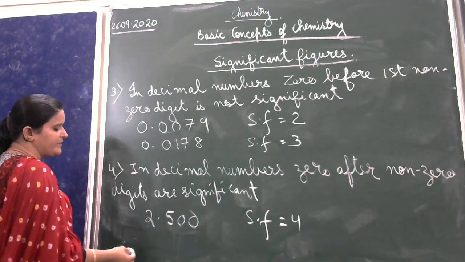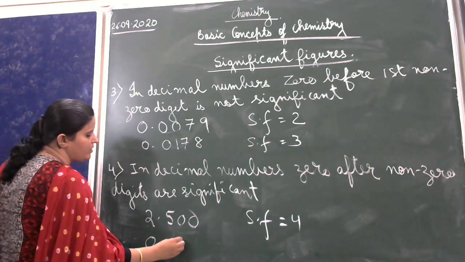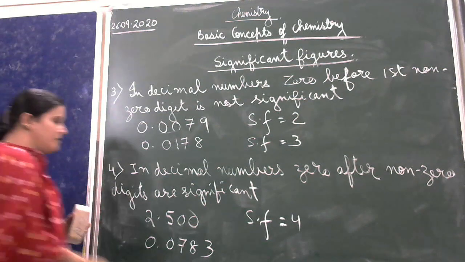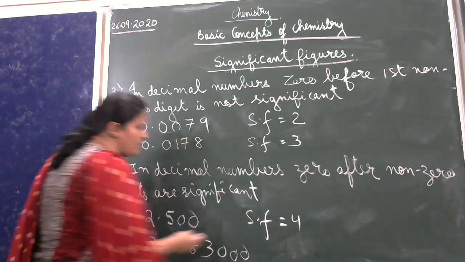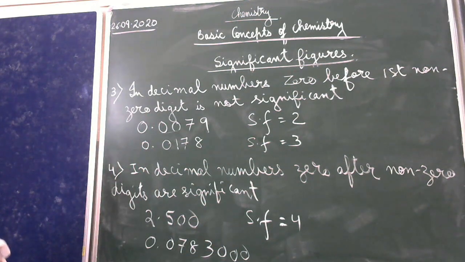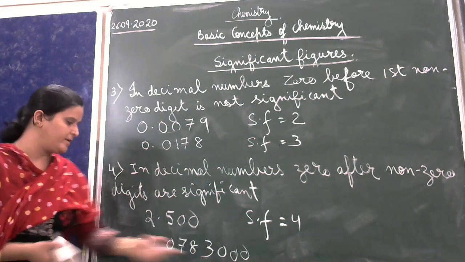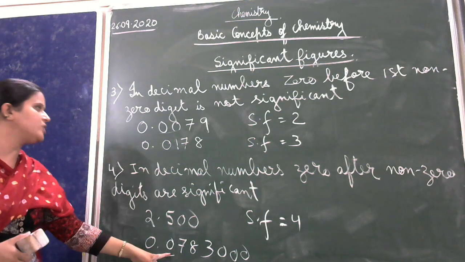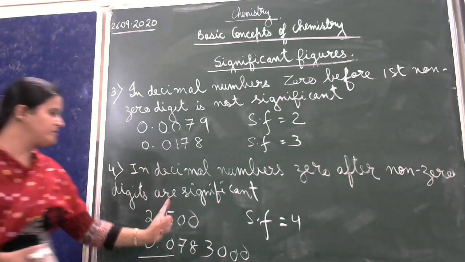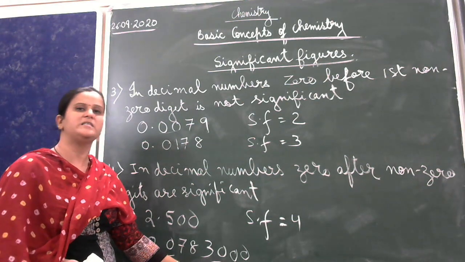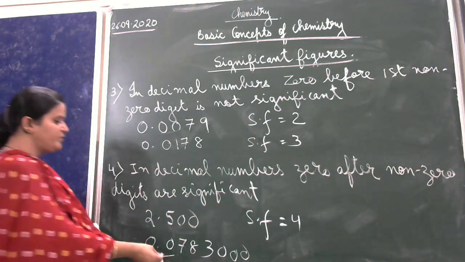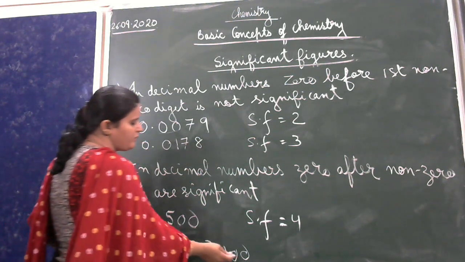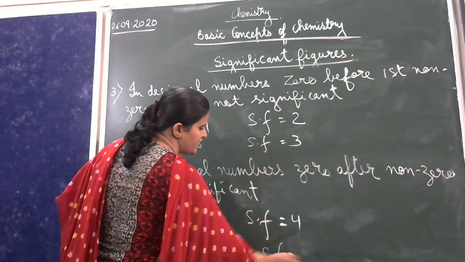Similarly, if I take one more example, 0.0783 and then 000. How many significant figures do I have? All these zeros after will be counted. But the zeros before will not be counted, because zero before the first non-zero digit is not significant. But zero after the non-zero digit is significant. So for this number, how many significant figures do I have? 1, 2, 3, 4, 5, 6. So my answer is 6.